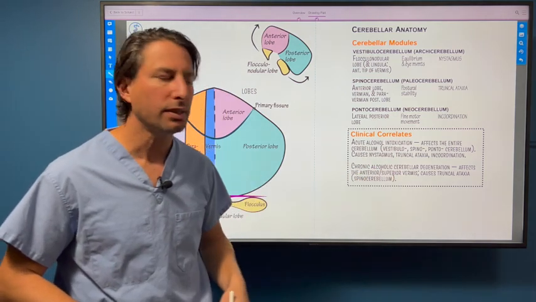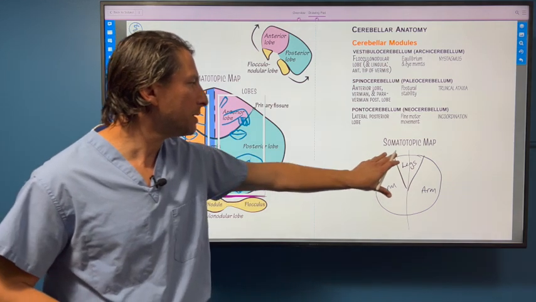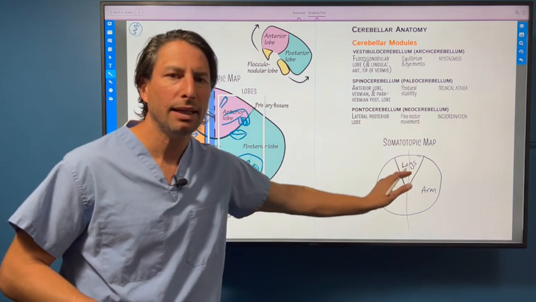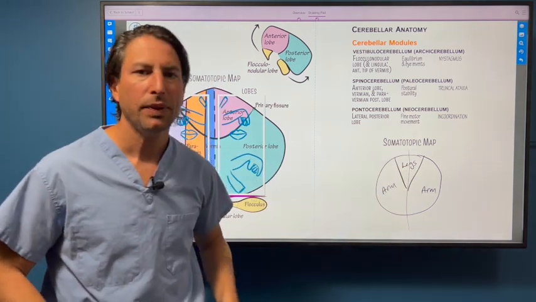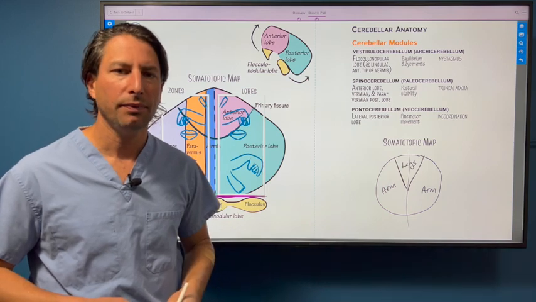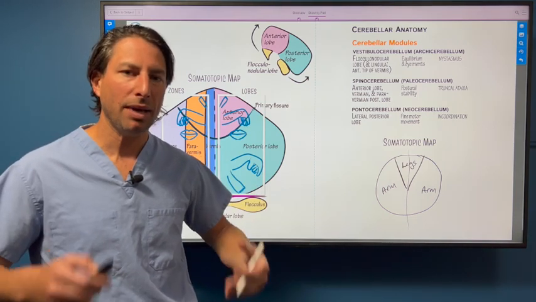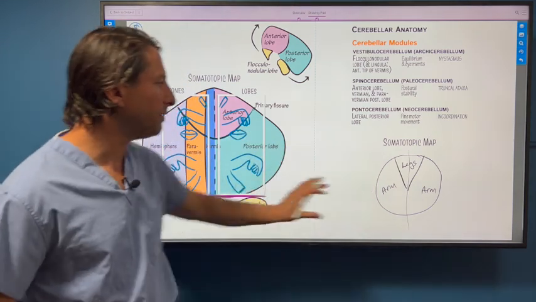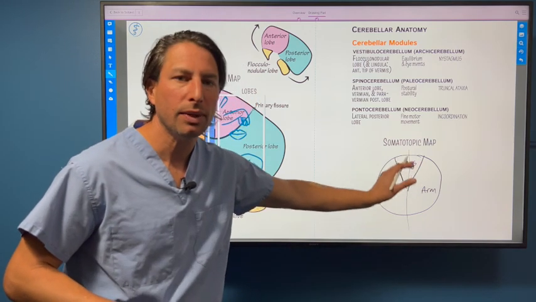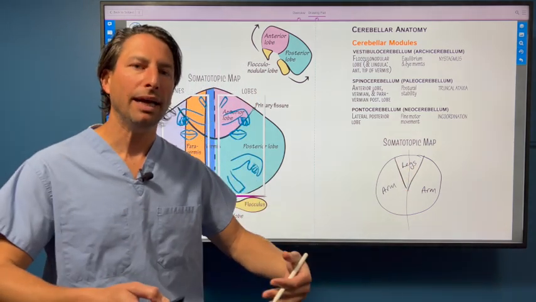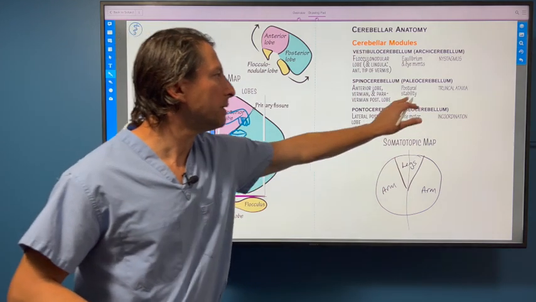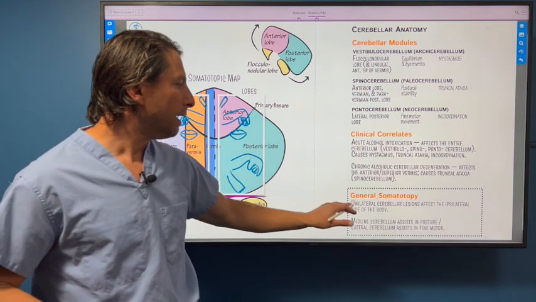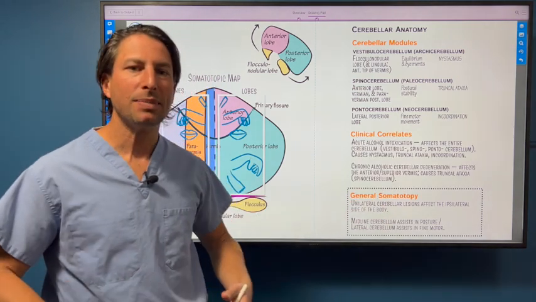The somatotopic map of the cerebellum is such that the legs and trunk lie in midline, whereas the arms are out lateral. This is really important for physical exam testing because if the patient is just laying in bed and you only do finger-to-nose testing, you're only assessing the hemisphere itself. You're not assessing this more midline region. So you have to get the patient up out of bed and assess their gait in order to assess for truncal ataxia. The other key thing is that the innervation itself is ipsilateral.